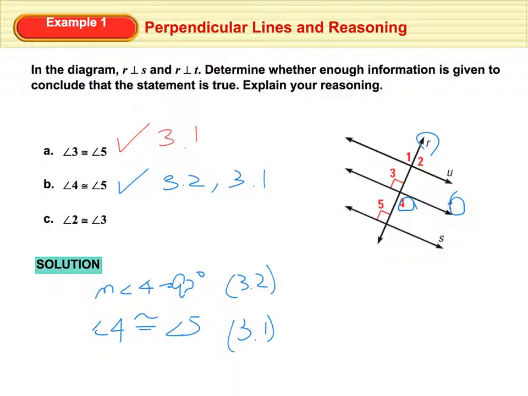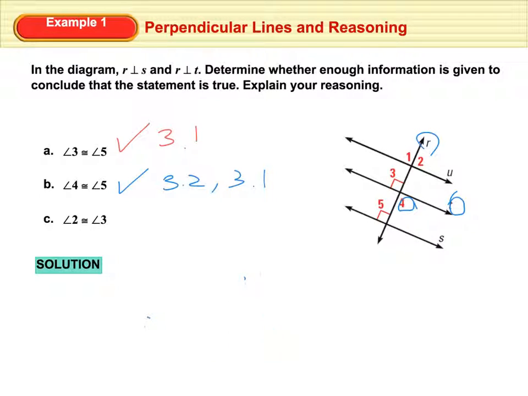Okay? Now, the last one, let me erase this ugly handwriting. The last one, angle 2 and angle 3 are congruent. Do we have enough information about that? Let's take a look. Angle 2 is at the intersection of line R and line U. Notice that our problem does not mention anything about whether these two lines are perpendicular or not, and our diagram does not have any right angles.